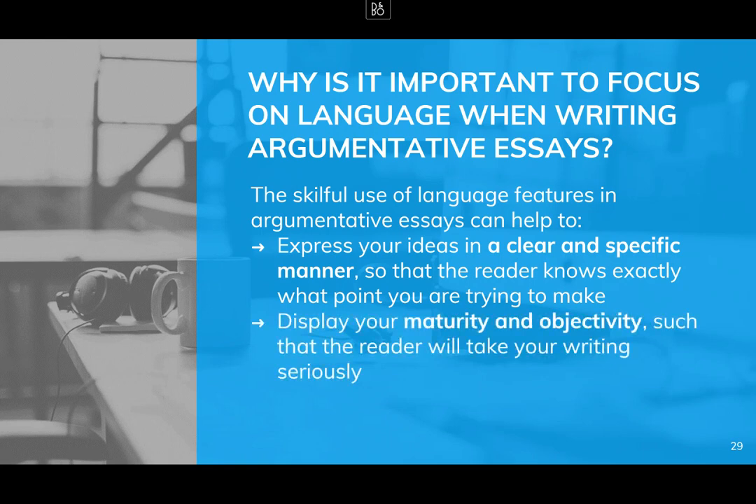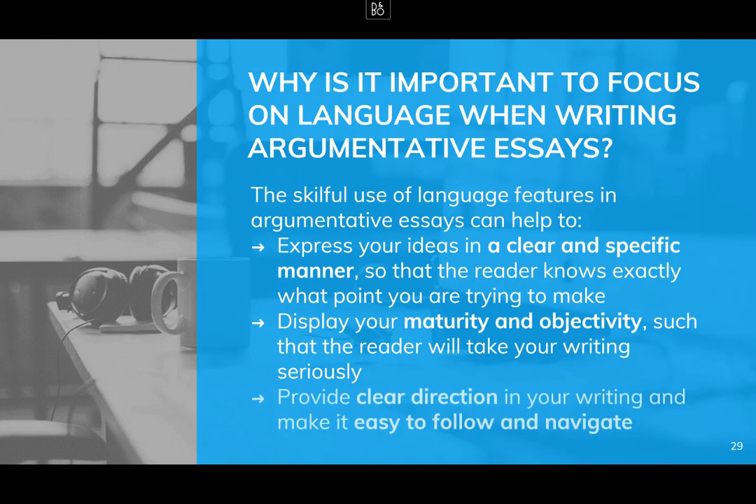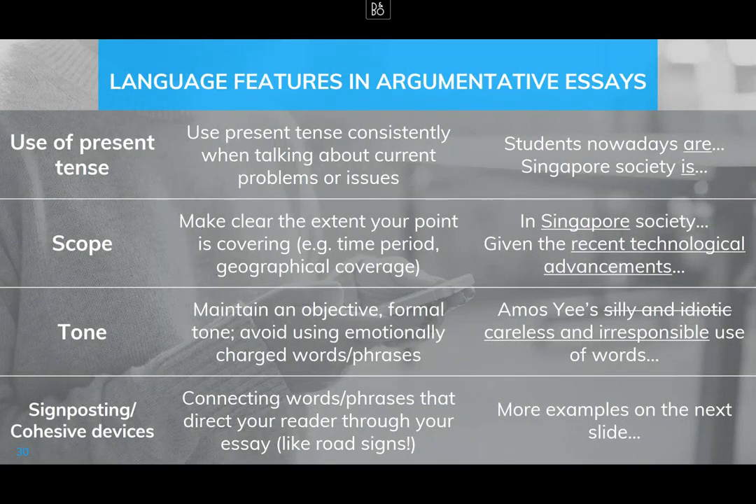The second reason is because you want to display your maturity and objectivity such that the reader will take your writing seriously. And lastly, you want to provide clear direction in your writing and make it easy to follow and navigate. So let's take a look at some of the language features in argumentative essays.